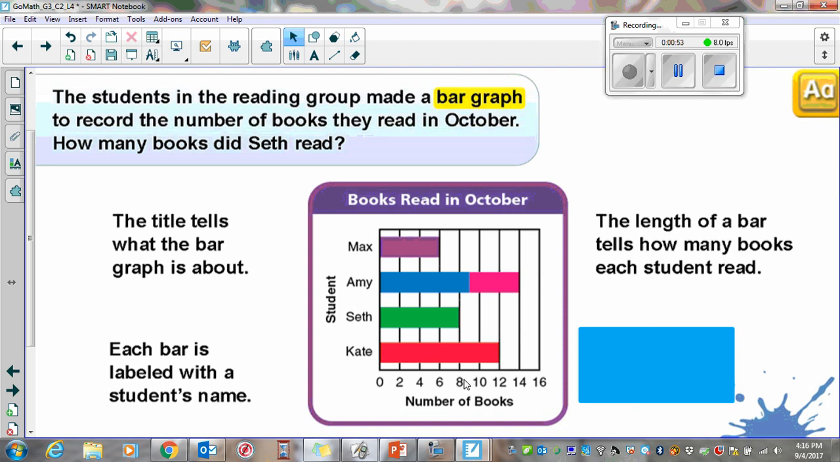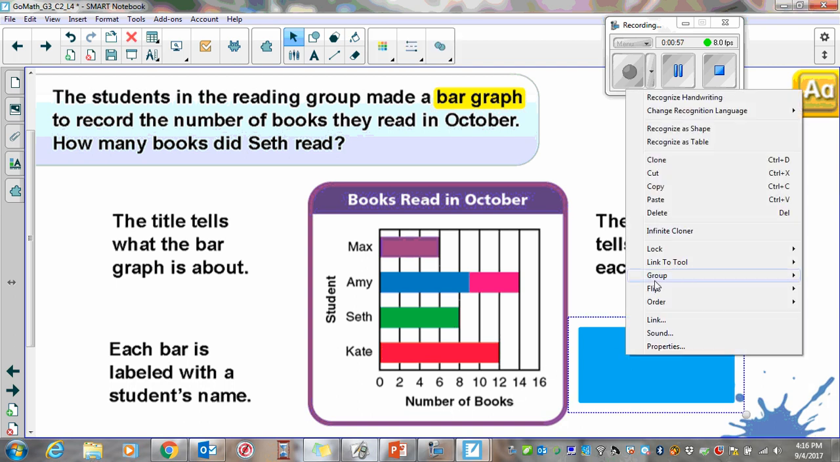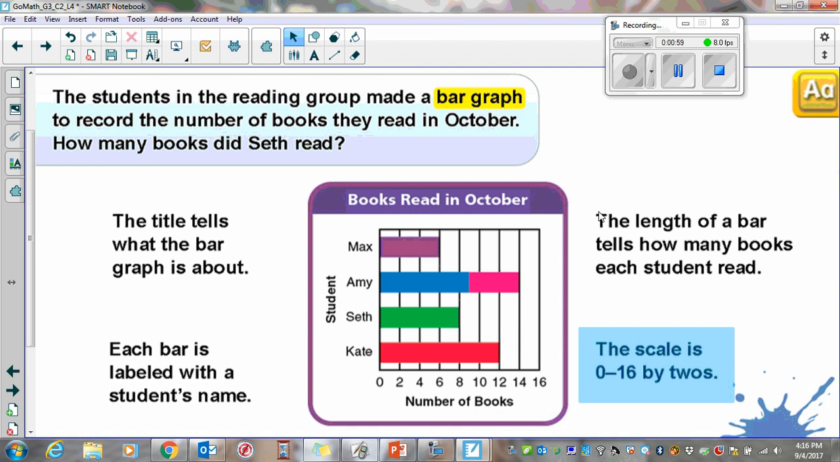And we can look at the scale to figure out how to read the graph. And in this case, our scale runs along the bottom, and our scale runs from 0 to 16. And since each line is equally spaced and the numbers go up by 2, we can then see that we are counting by 2s: 2, 4, 6, 8, 10, 12, 14, 16.